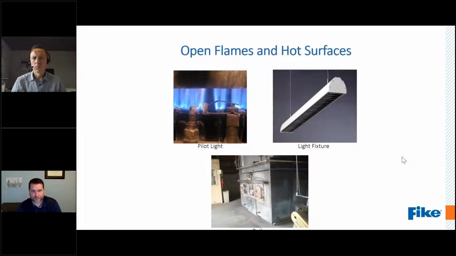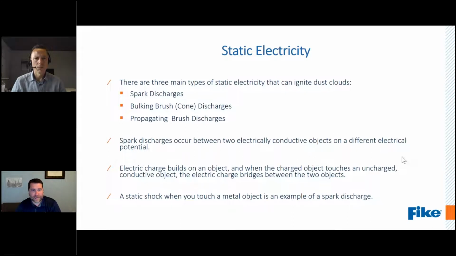This one's pretty self-explanatory, but open flames and hot surfaces, so pilot lights, boilers, dryers, anything that's heated, but also consider light fixtures, even motors that can overheat. Static electricity. So the three main types that can ignite dust clouds: you've got spark discharges, the bulking brush or cone discharges, and propagating brush discharges.